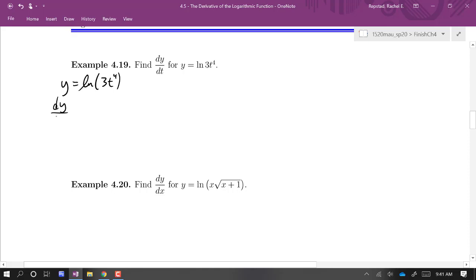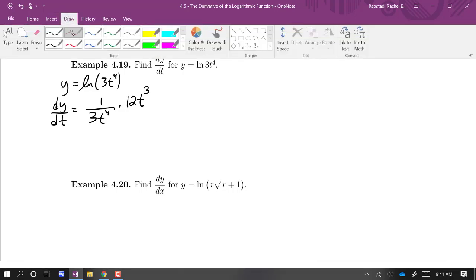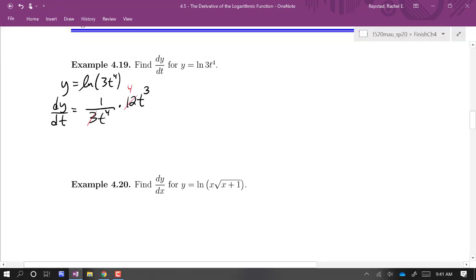The derivative of ln of stuff is 1 over the stuff. So 1 over 3t to the 4th. And then I'll multiply by the derivative of the stuff inside, so that'd be a 12t cubed. And then we'll reduce. So 3 goes into 12 4 times. T cubed cancels. So I just have a t to the 1st in the bottom left over. We get 4 over t.